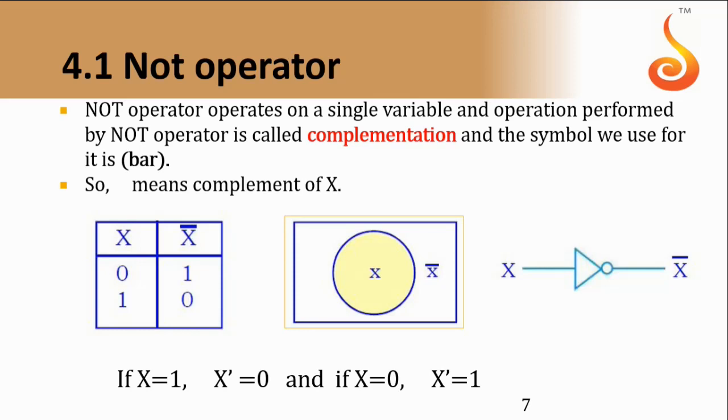So x and x bar, whatever can be the value of x, it can be either 0 or it can be 1. Please make a note of the symbol along with the diagram, along with the truth table basically.